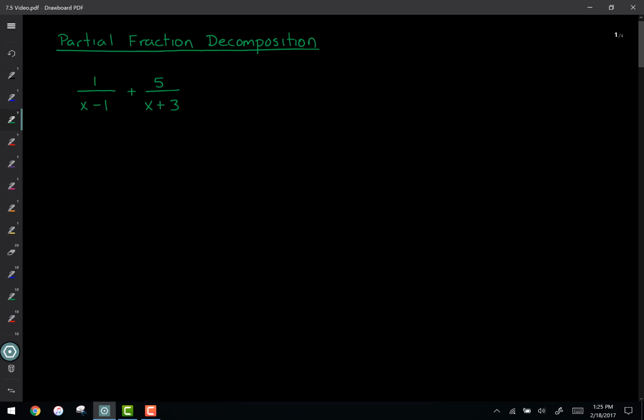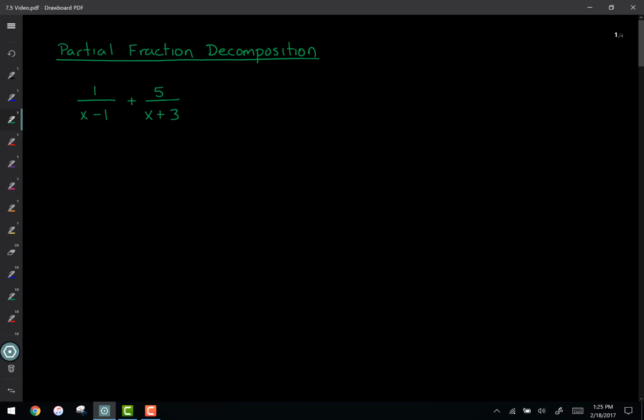This is really just an exercise in algebra. The integrals that you do are very straightforward once you get the algebra done. So think back to whenever you learned how to put rational functions like 1 divided by x minus 1 plus 5 over x plus 3 together. You would put these together by getting a common denominator.